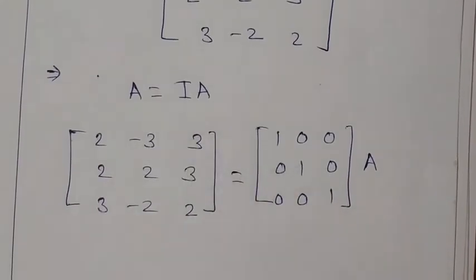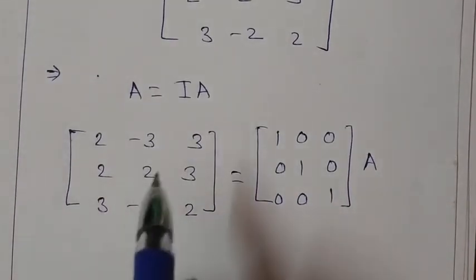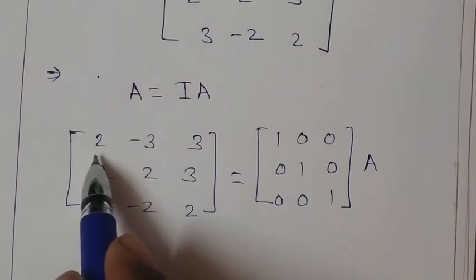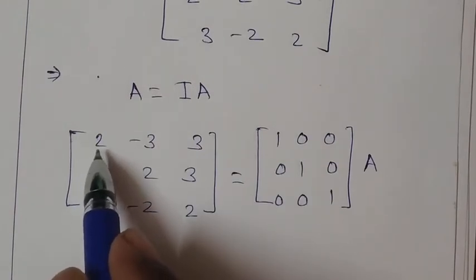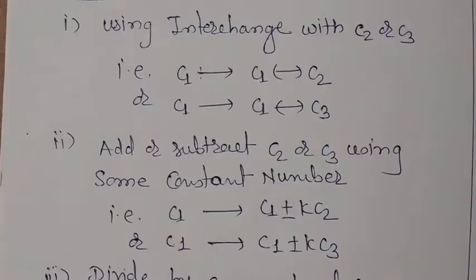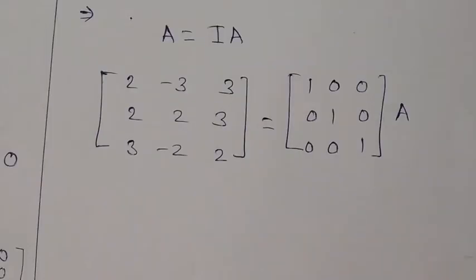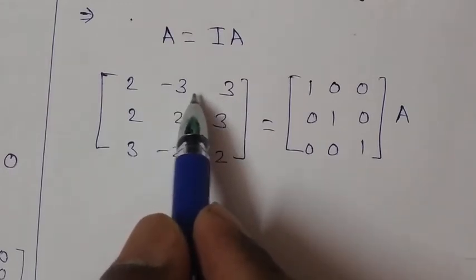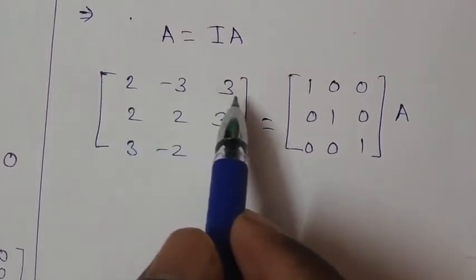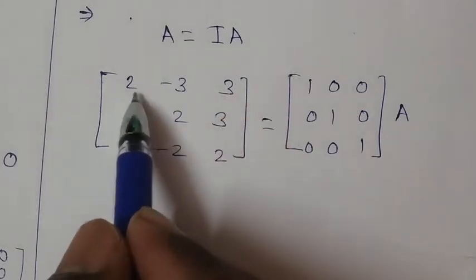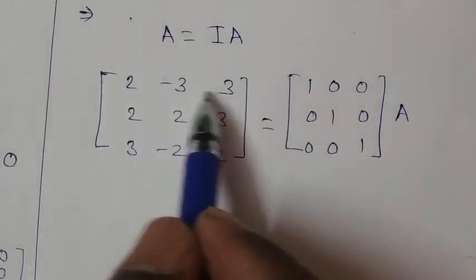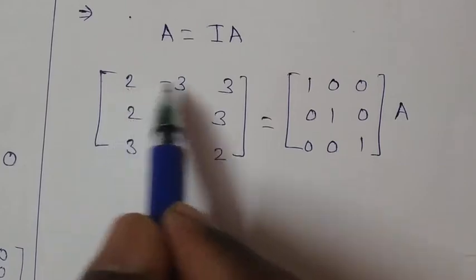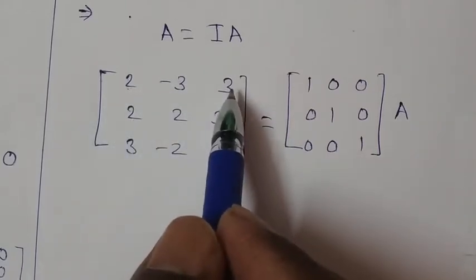Now, what is the first step? Convert this number to 1. To convert this number to 1, we use interchange, add, or subtract. Here interchange is not possible because there is no 1, but add or subtract is possible, because when we use this 3 here, 1 will appear: 2 minus 3 is minus 1, so it will be easy.